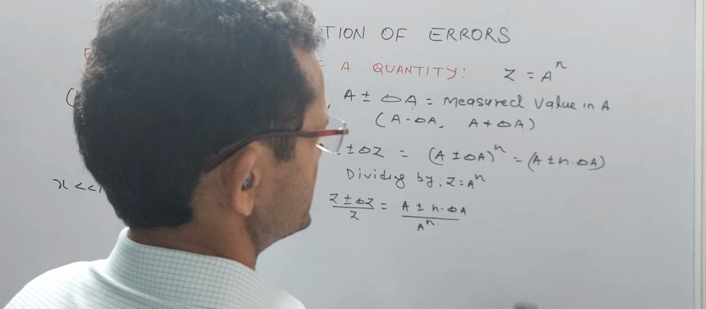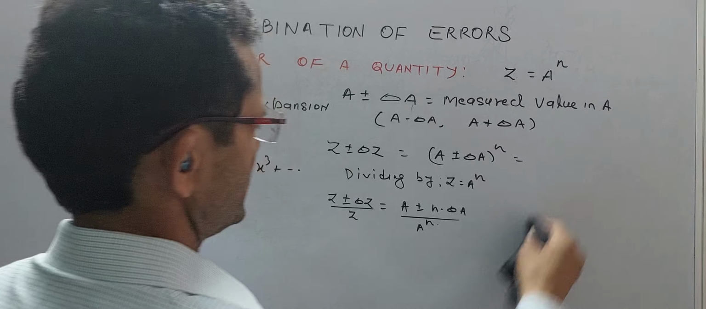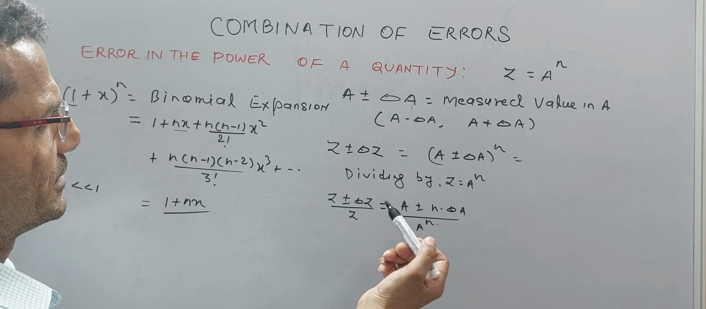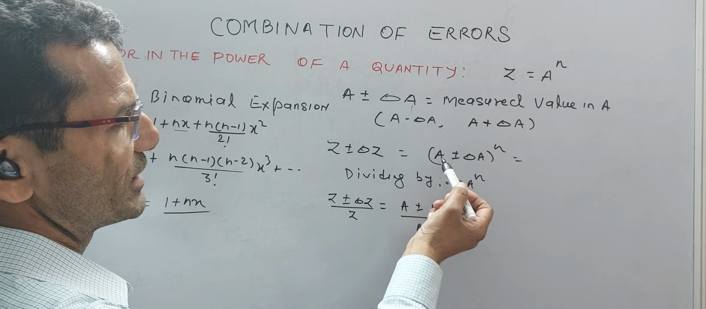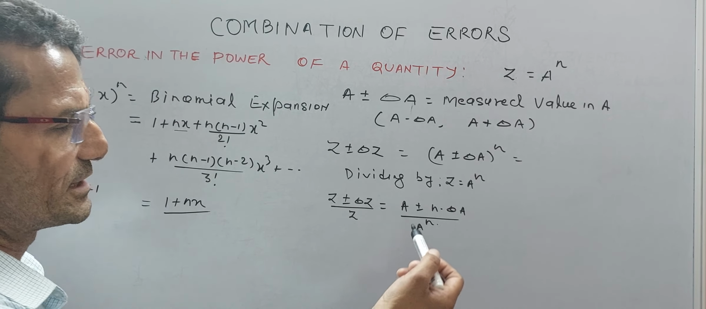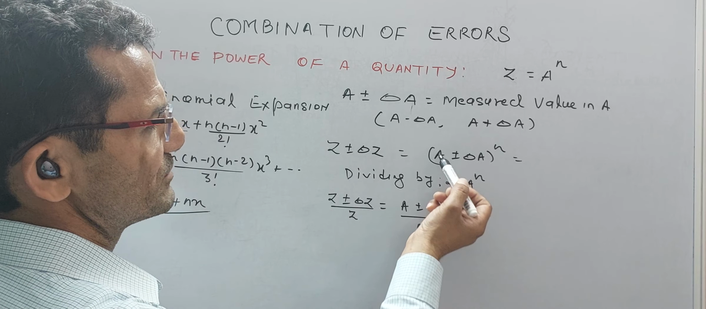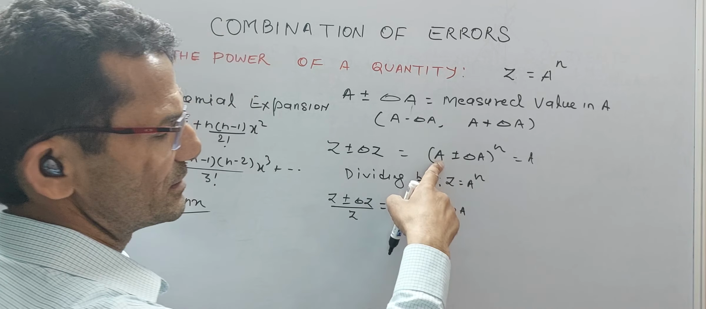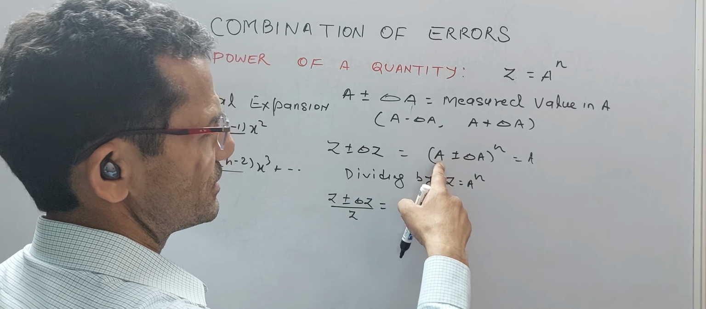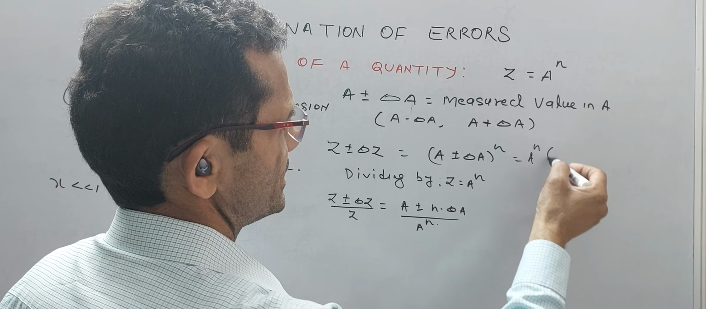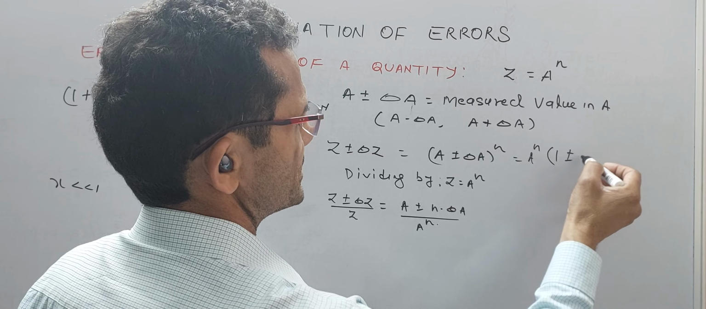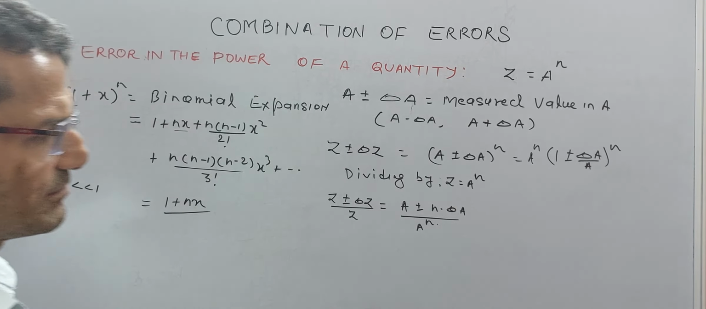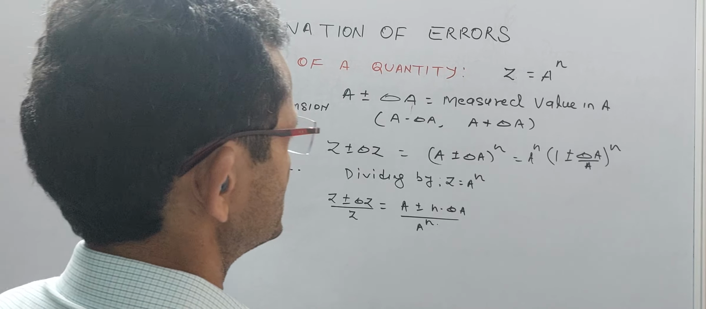We have to make some corrections here. First we have to place an easier one, then apply the binomial expansion. We can also apply it in that case, but it will be easier if I write it this way. First take a outside of this bracket, so a is common. If I bring a outside from this bracket, it becomes a raised to the power n, and inside will be a plus minus delta a divided by a, raised to the power n. Now we have to apply the binomial expansion here.